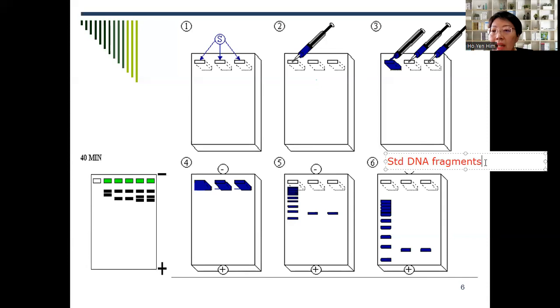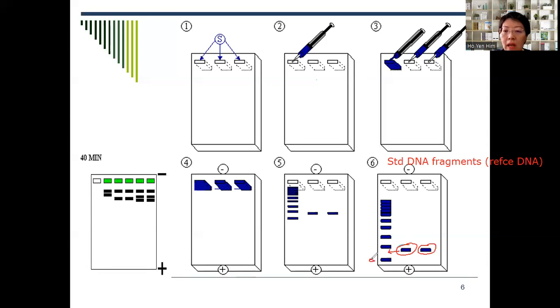These standard DNA fragments are reference DNA for you to roughly know what is the length of the DNA in this band that has separated from the sample. Let's say, for example, these are the bands, and this is the band here. If I want to know the length of the DNA in this band, I can always refer back to the standard, because in the standard, I know the size of this one.